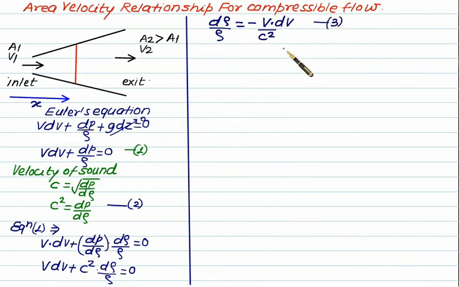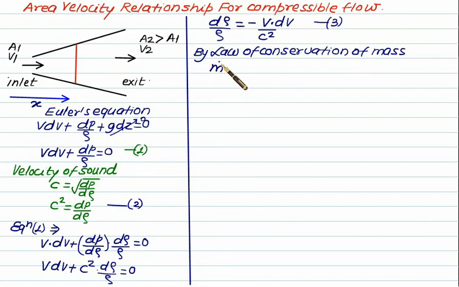So using the Euler equation and the equation of velocity of sound, we have developed the relation between the change in density to original density, which is equal to minus V times change in velocity divided by velocity of sound square. Now for this duct, we can apply the law of conservation of mass. Mass at inlet will be the same as mass at exit and anywhere in between. So the mass flow rate m dot, which is the product of density, area at the given section and velocity V, always remains constant.